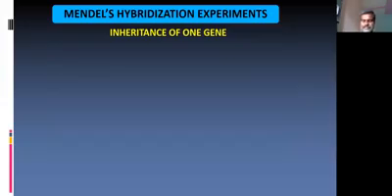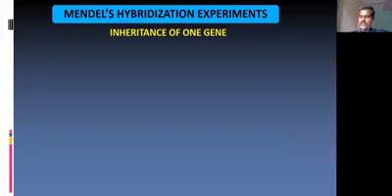Dear students, welcome to PUC second year biology class. We are studying the unit genetics and evolution. In that, one of the chapters that we are studying is principles of inheritance and variation. In the previous classes we have seen the inheritance of one gene, or the monohybrid cross experiment, which was conducted by Gregor John Mendel.